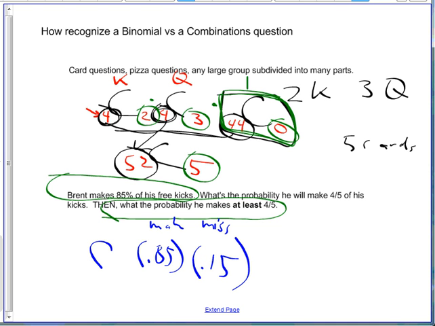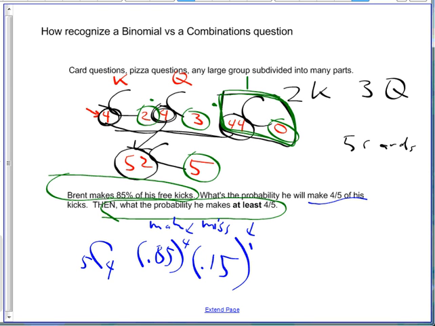Okay, then how many am I trying? 5. How many do I want him to make? 4. 5C4. And then the last thing is I just need a little number here and a little number here for the powers. And how many makes do I have? If he makes 4 out of 5, I have 4 makes and I have 1 miss. Raise your hand if you're comfortable with that kind.